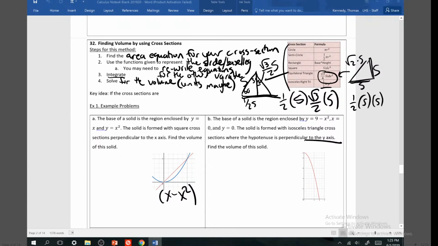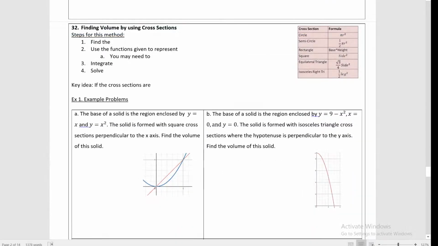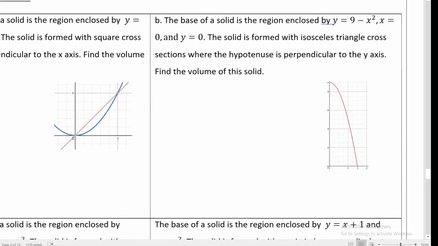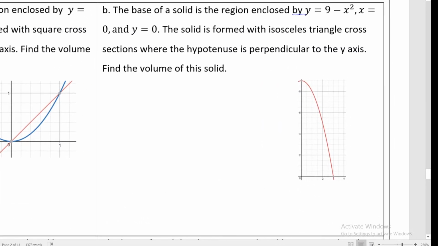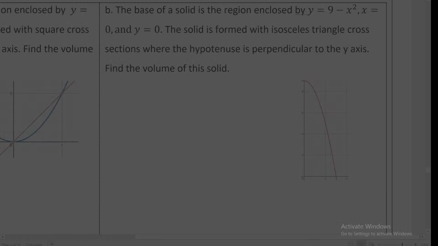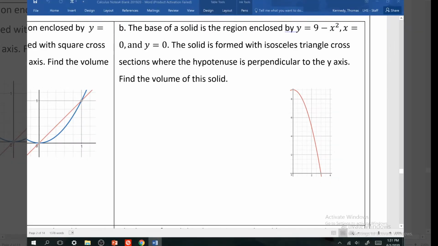All right, let's move forward to another example, notably one where we have to go in the y direction. So looking at B, I'm going to zoom in on this for Liam's sake here, and everybody like Liam who didn't speak up. And here we have a base of a solid enclosed by y equals 9 minus x squared, x equals 0, and y equals 0. So that is this shape.